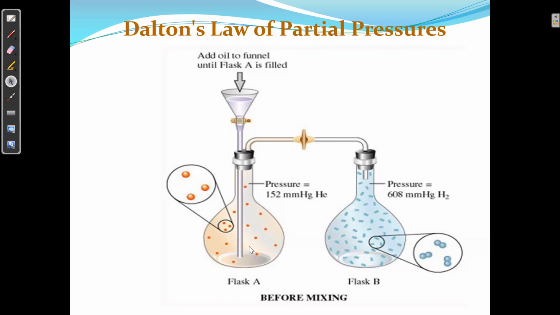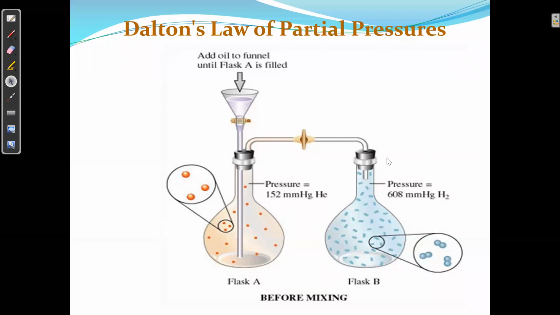You can see there are two flasks. Flask A has one gas, and flask B has another gas. Here, in flask A there is helium gas, and in flask B there is hydrogen gas. If there is only one gas, a pure gas, say only helium, then whatever the pressure is, that is the pressure of helium gas. Similarly, in the other flask, it is the pressure of hydrogen gas. Each has a different pressure, and the knob is closed, so they are not mixing with each other.